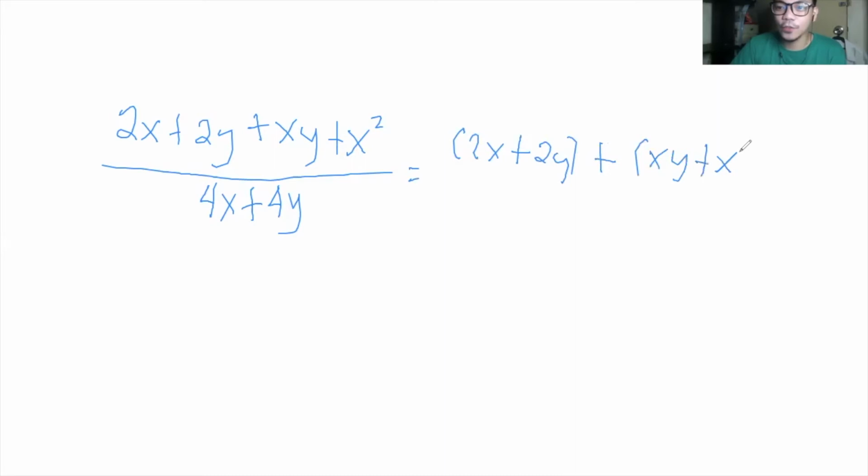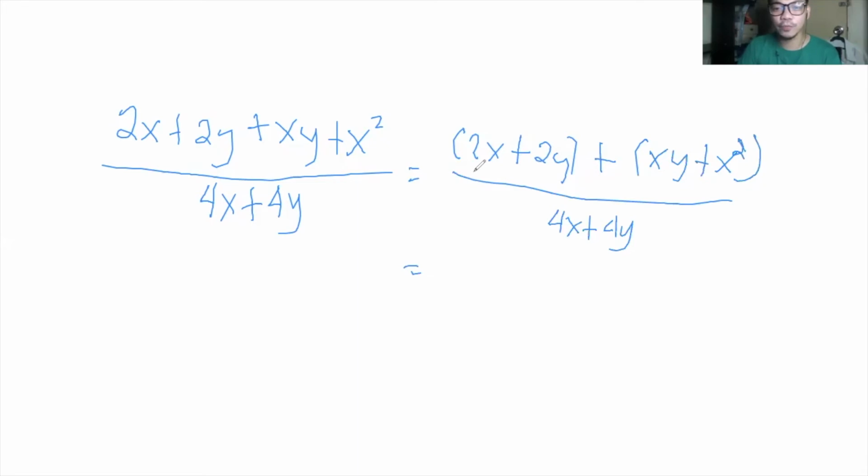When you do the grouping, make sure that at least one of the groups has a common factor. For example, 2x and 2y have a common factor of 2, and xy plus x squared have a common factor of x, over 4x plus 4y. After we group them, we can now get the common factor of each group.